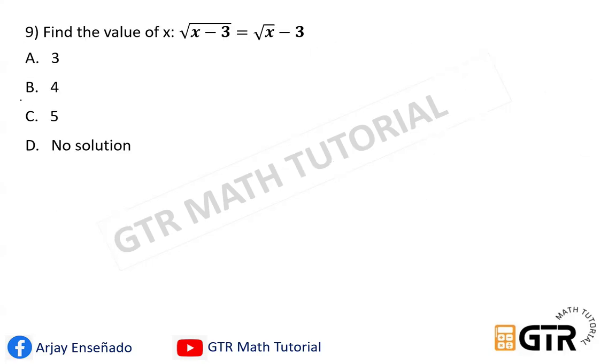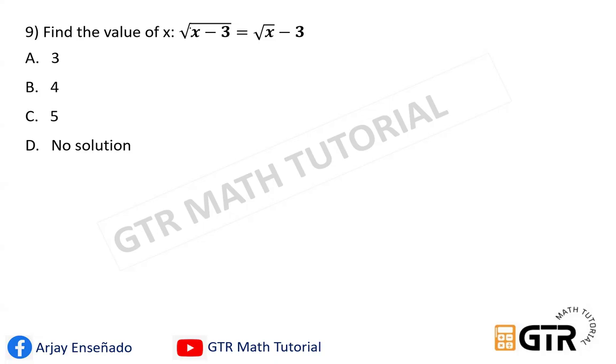Next, number 9. Find the value of x. So we have square root of x minus 3 equals square root of x minus 3. Okay, so to solve this, we can use trial and error. Or if we want to solve this using algebra, we must eliminate the radical sign.